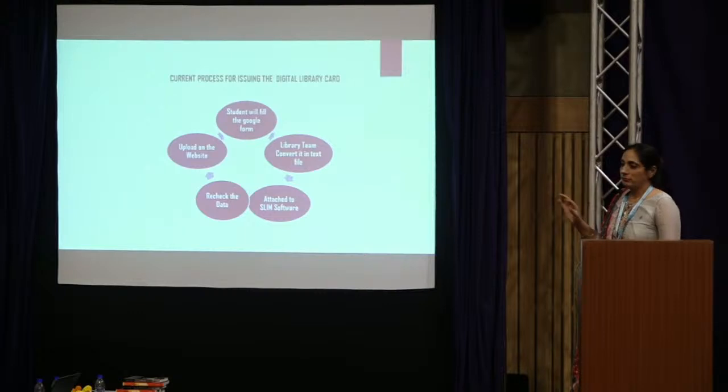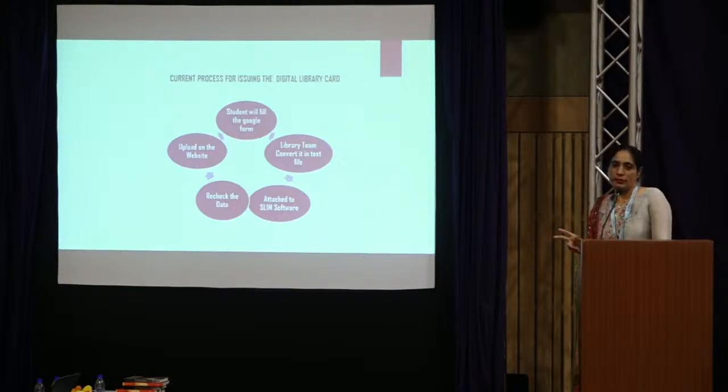Now we are following this process. During library orientation, we give the Google form link, and students fill it immediately. Our library team converts it into a text file and attaches it to the Slim software, and then we recheck that data, verifying that students have filled in proper details. Then we make the library card, and immediately we can upload it on the library site.